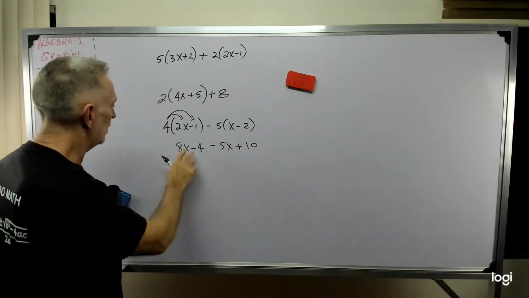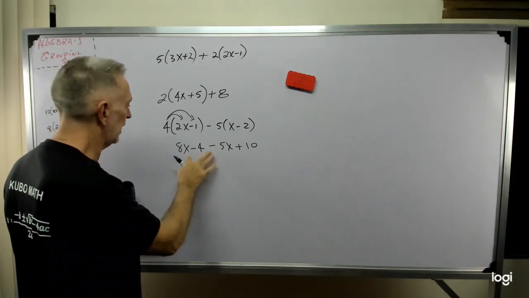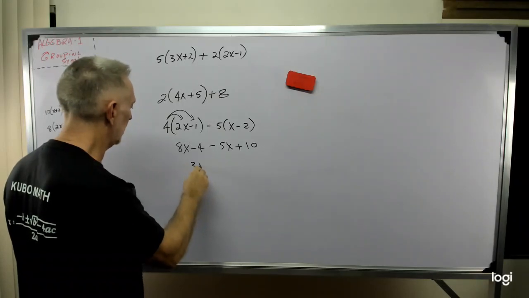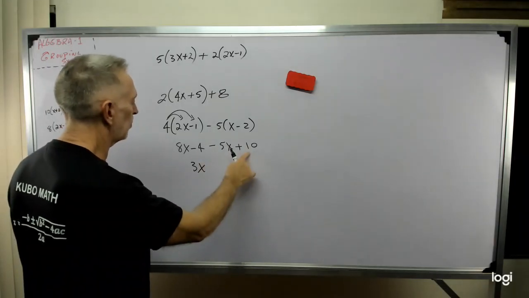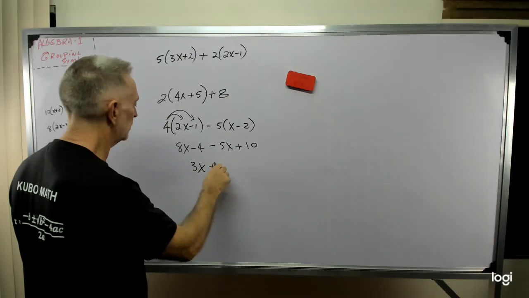Okay, so now we can group terms. I have 8x minus 5x is 3x. Negative 4 plus 10 gives me a positive 6.